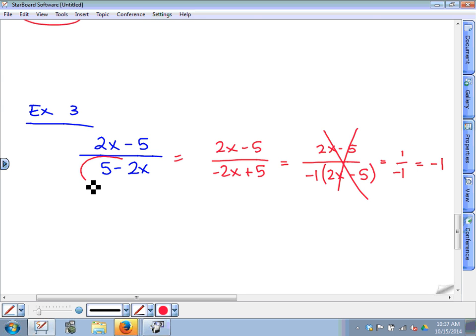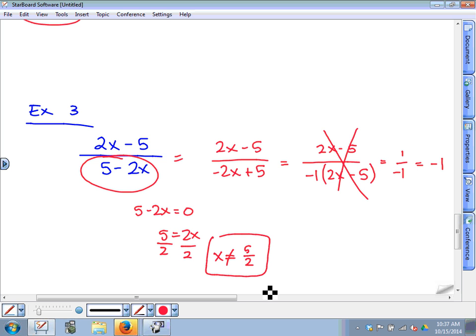Now we need the excluded value, so you go back to the original and say, all right, 5 minus 2x, what's going to make that equal 0? It's not that hard to solve, you guys. This is a simple 7th grade equation. Come on now. What do you do? What's the next step? Add the 2x over. Divide by 2. So x cannot equal 5/2, and that's the simplified form.